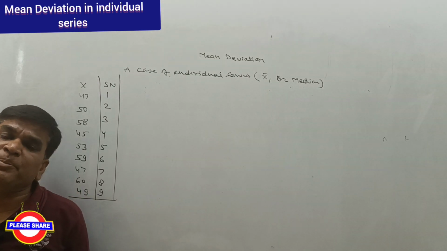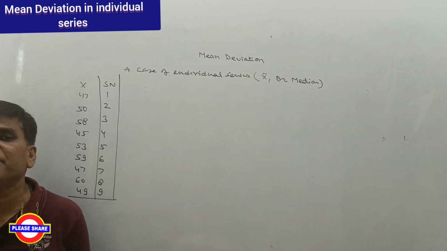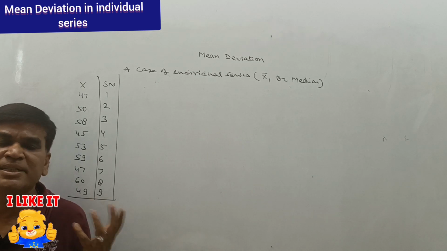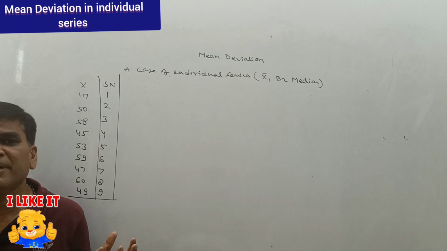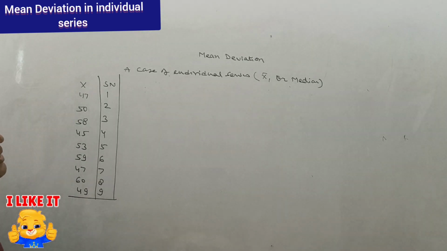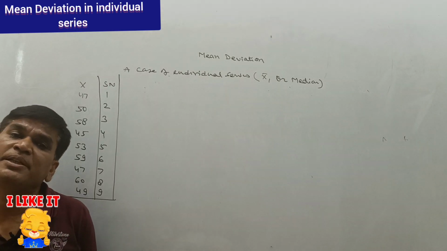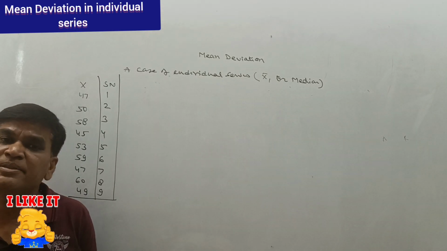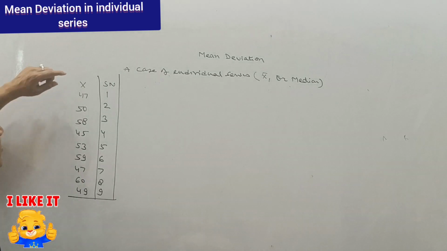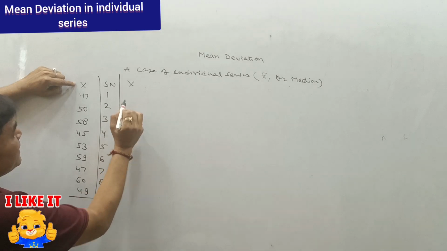Median value, as we know, is that value which divides a series into two equal parts. One part contains values less than the median and the second part contains values more than the median. So the very first thing is to calculate the median value. To calculate it, we have to arrange the series either in ascending order or in descending order. So I am arranging this series into ascending order.